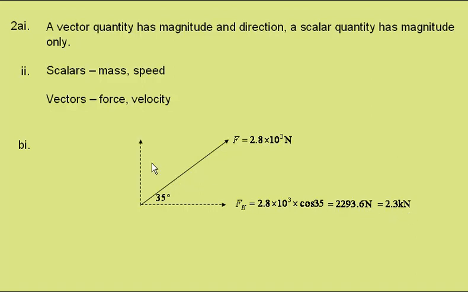The vertical force here is away from the angle, so this is given as force times the sine of 35, which comes out at 1606 newtons or 1.6 kilonewtons.